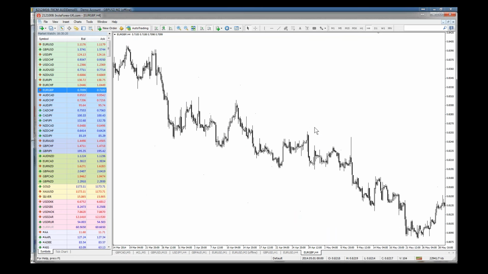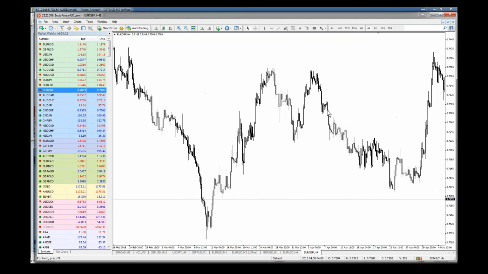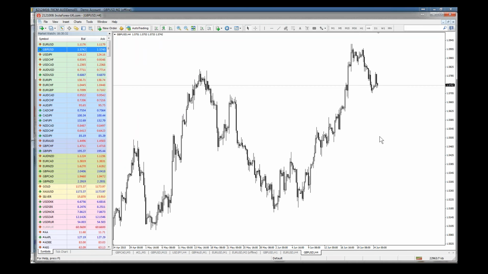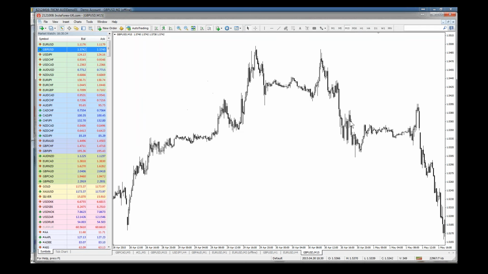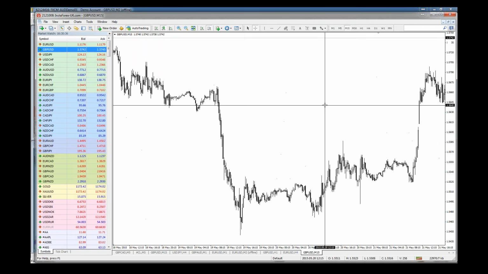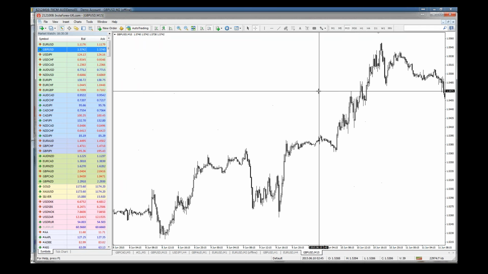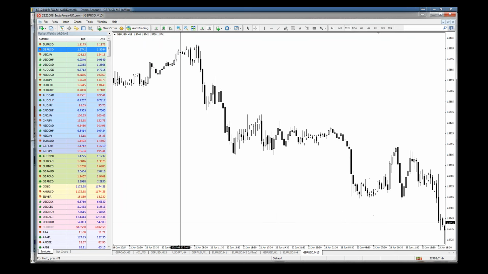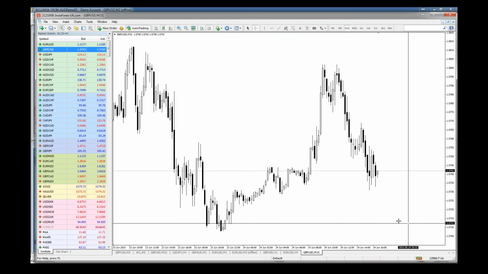Euro pound. And again, I'm looking for the obvious price trap. There's a beauty in the pound dollar 15 minute. Let's go back there and take a look. Pound dollar 15 minute. Well, and again, I'm looking at longer term.